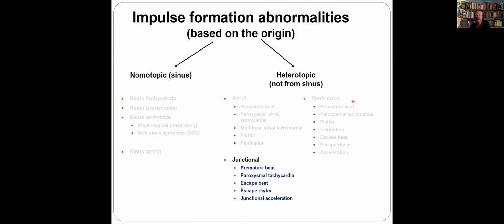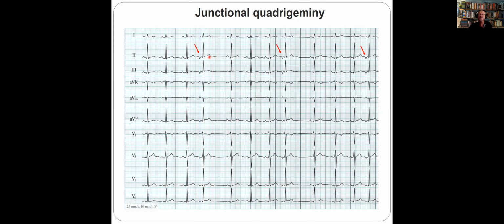Okay. Now, again, we can have premature beat, paroxysmal tachycardia, escape beat, escape rhythm, and junctional acceleration. Let's see. This is, as you see here, normal, normal, normal. This is coming earlier, followed by a compensatory pause, and we do have a negative P wave, so the junctional P wave, and every fourth beat is a junctional premature beat. This is why I said junctional quadrigeminy.